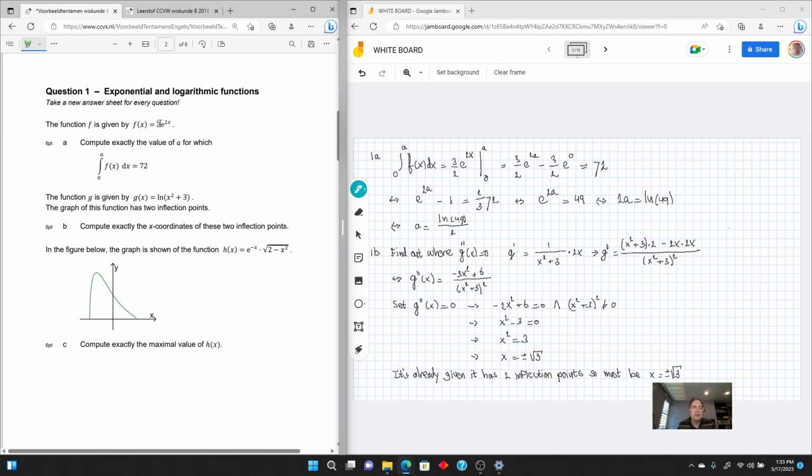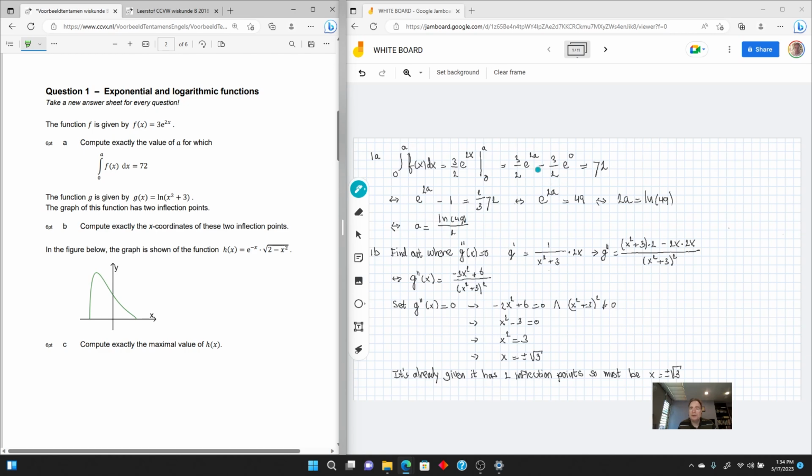So what's the primitive of this function? Well, it's e to the power 2x. But if you would apply the chain rule to differentiate this, you pick up a factor 2, which you have to compensate for. So you divide by 2. And as always with this, just do the derivative to double check that you get the original function back. Then you need to evaluate this between a and 0. And then you say, okay, this has to be equal to 72.